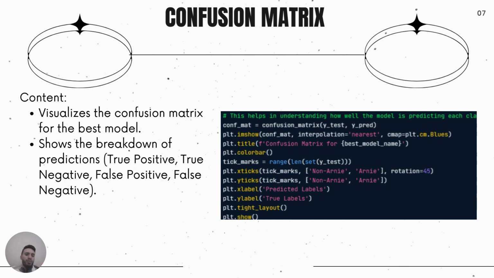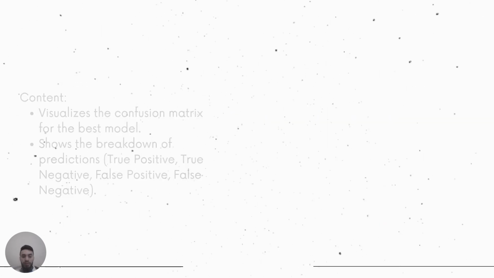This is actually optional. This is additional work I did, so it's not necessary. We use it for plotting the confusion matrix. Our classes here are non-Arni and Arni. Basically, one of them is the true positive, one of them is the false positive. So this is the breakdown of predictions: true positive, true negative, false positive, false negative. And we're going to see the result in the next slide.